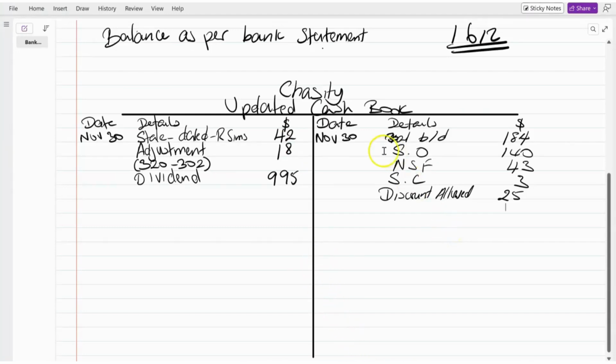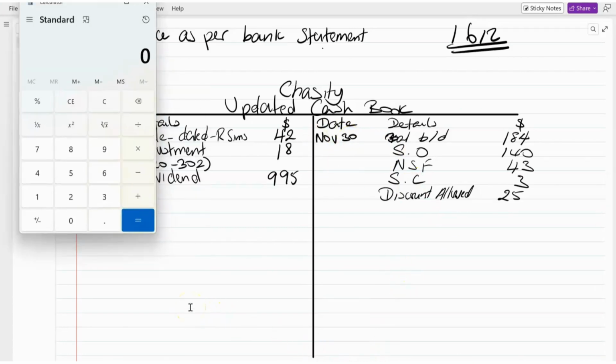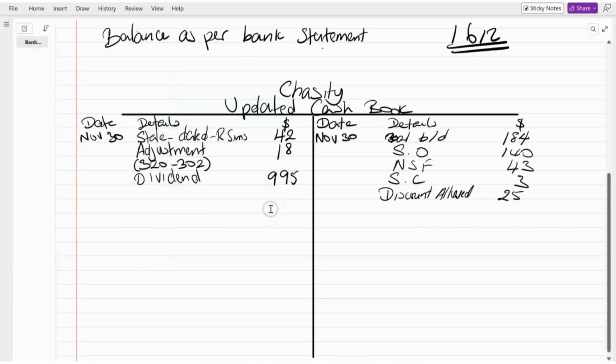I can see that the debit side is the heavier side. So let's see what that amount totals. So we have 42 plus 18 plus 995. That gives us 1055. So let's write that in there. 1055, double line it because we are balancing the account.